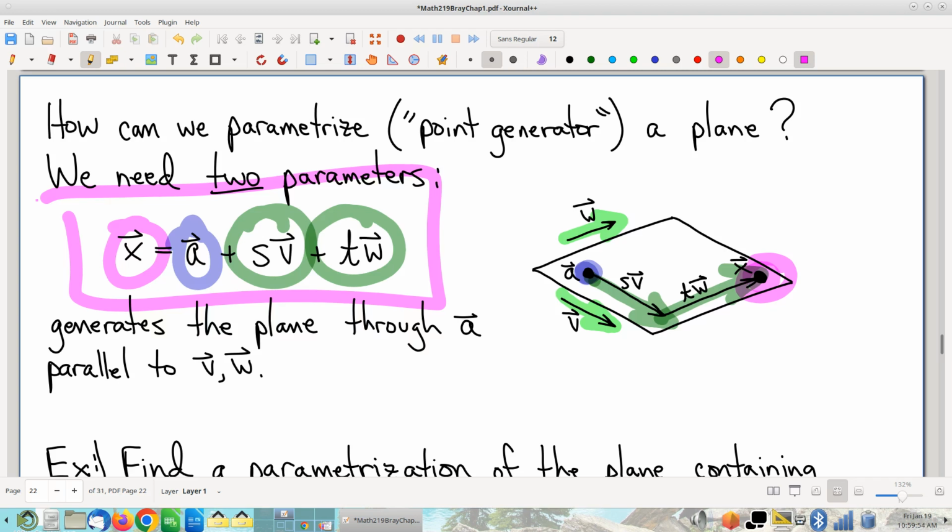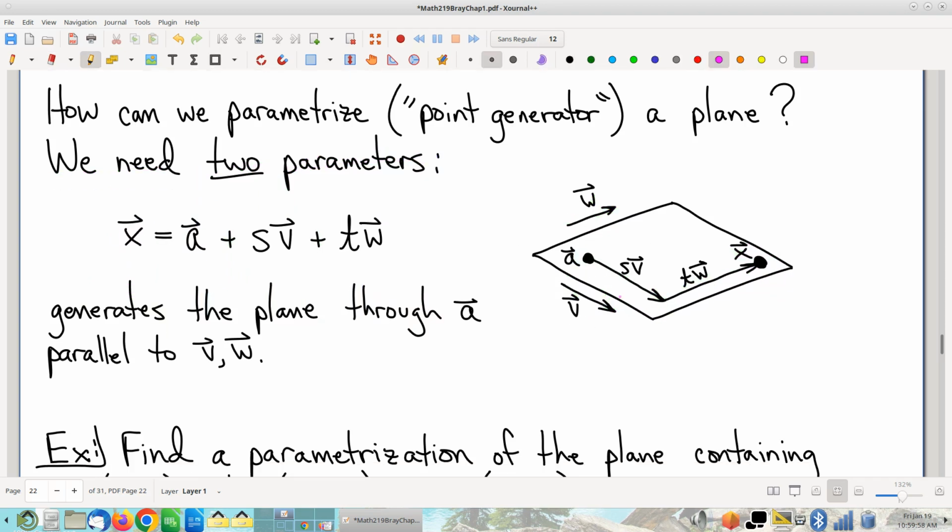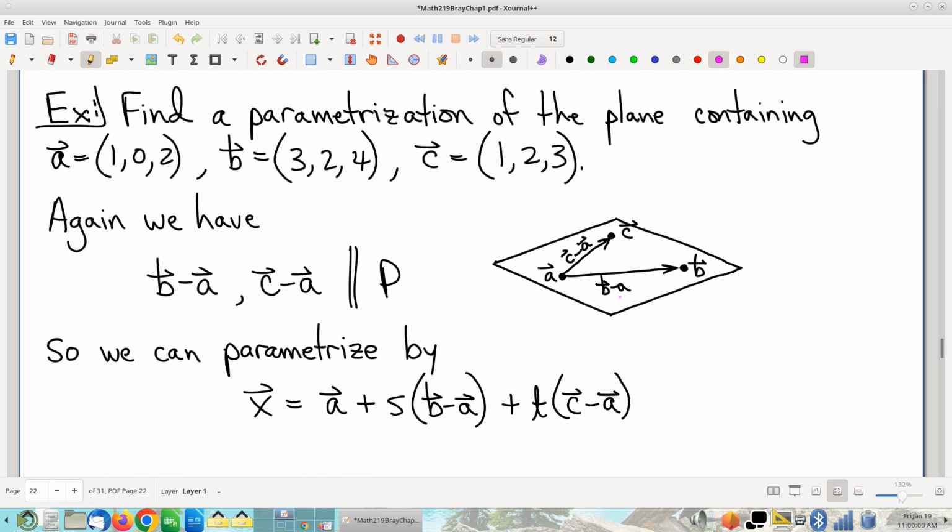Okay, so neat fact. Super quick example. If you want to parameterize a plane containing 3 given points, you're going to notice these are the same 3 points we talked about before. Copy, pasted the picture and everything, right? So this is just like that earlier example.